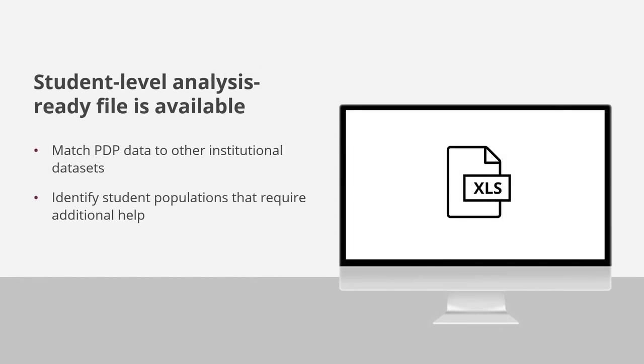The PDP also provides an analysis-ready file. This downloadable Excel file contains student-level data derived from the PDP dataset, which contains each student's outcome metrics. This file enables institutional users to match these PDP data to other institutional datasets, like early alert data, and identify student populations that require additional support.